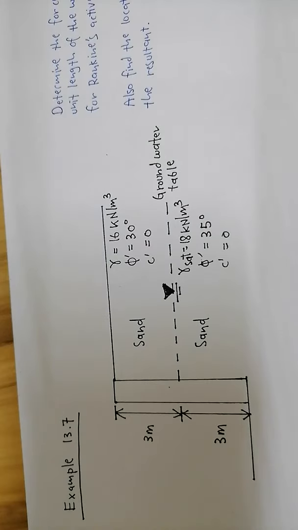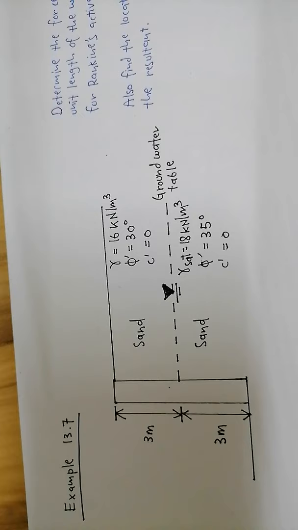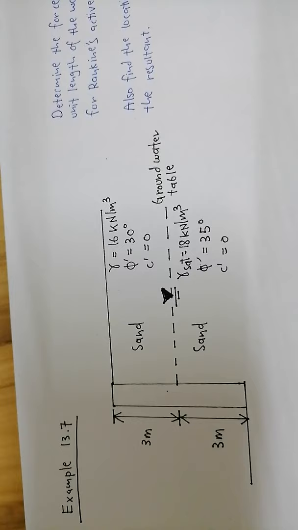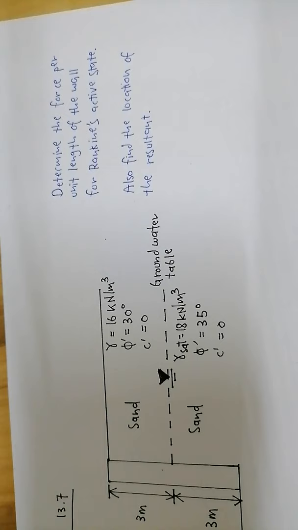Okay guys, so this week we are going to continue with calculating the force per unit length of the wall for Rankine's active or passive state. Last week we calculated the force per unit length of the wall for the at rest state, remember? So today we are going to continue with Rankine's active or passive state.